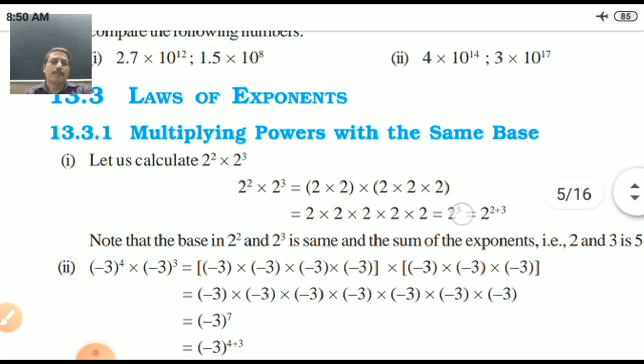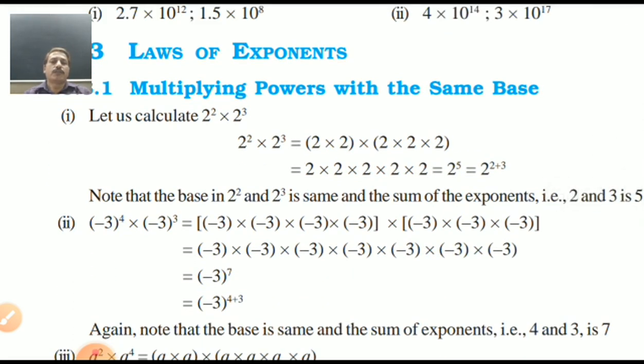Check it. Minus 3 raised to 4 multiplied by minus 3 raised to 3. Answer is very simple. 7 times it is there. Count it. Minus 3 raised to 4 plus 3. Yes or no? Yes, correct.